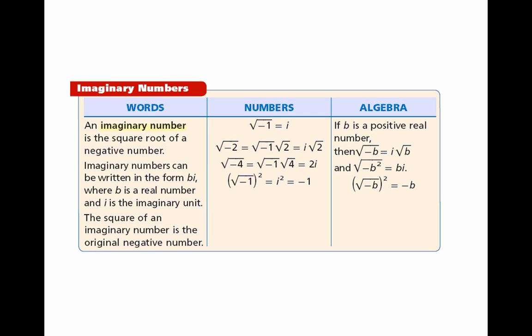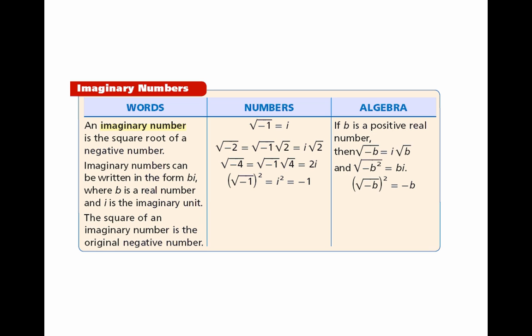So here's this table. You can find this in your textbook. An imaginary number is the square root of a negative number. Imaginary numbers can be written in the form bi, where b is a real number and i is the imaginary unit. Kind of like how you see a coefficient in front of an x, like 2x, so we have bi. The square of an imaginary number is the original negative number.